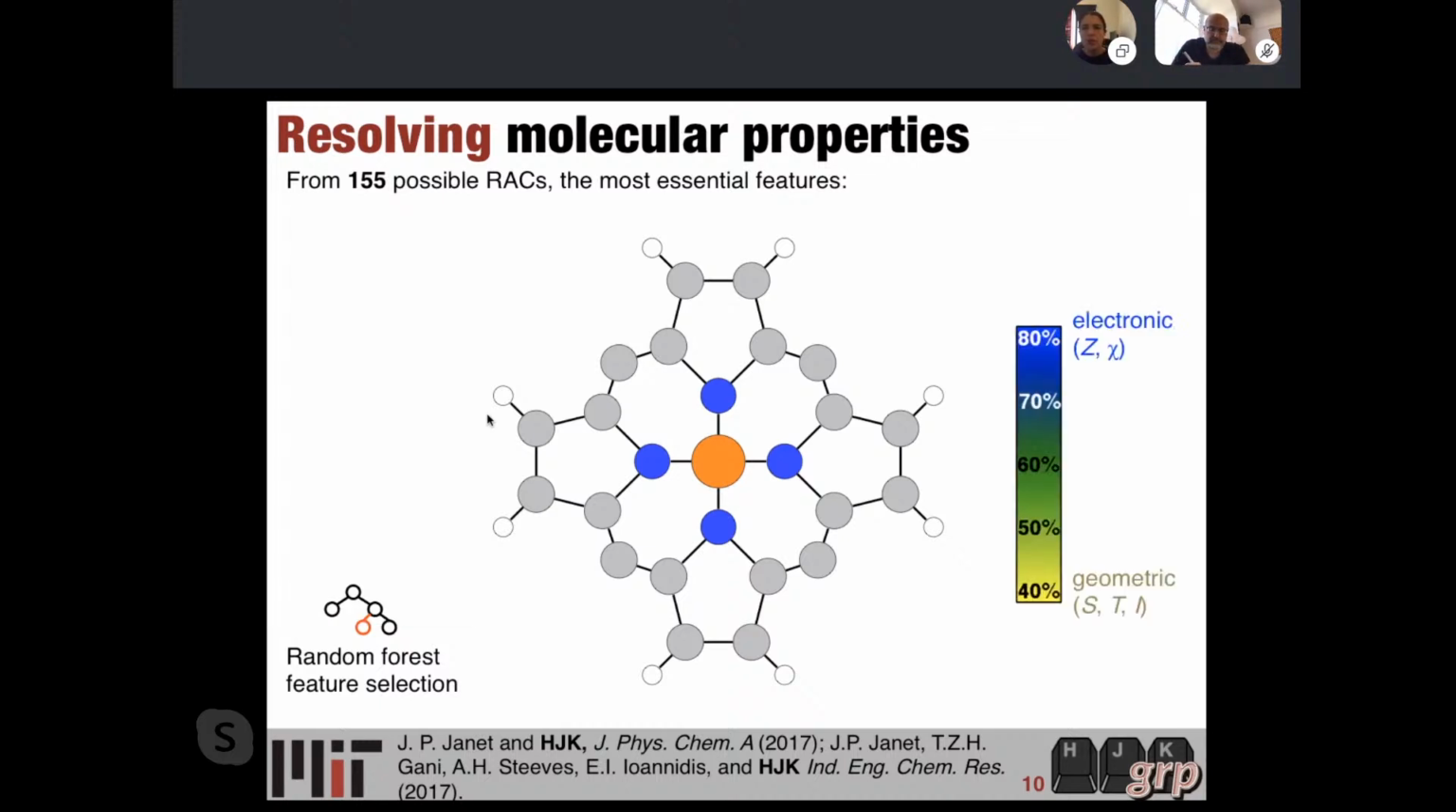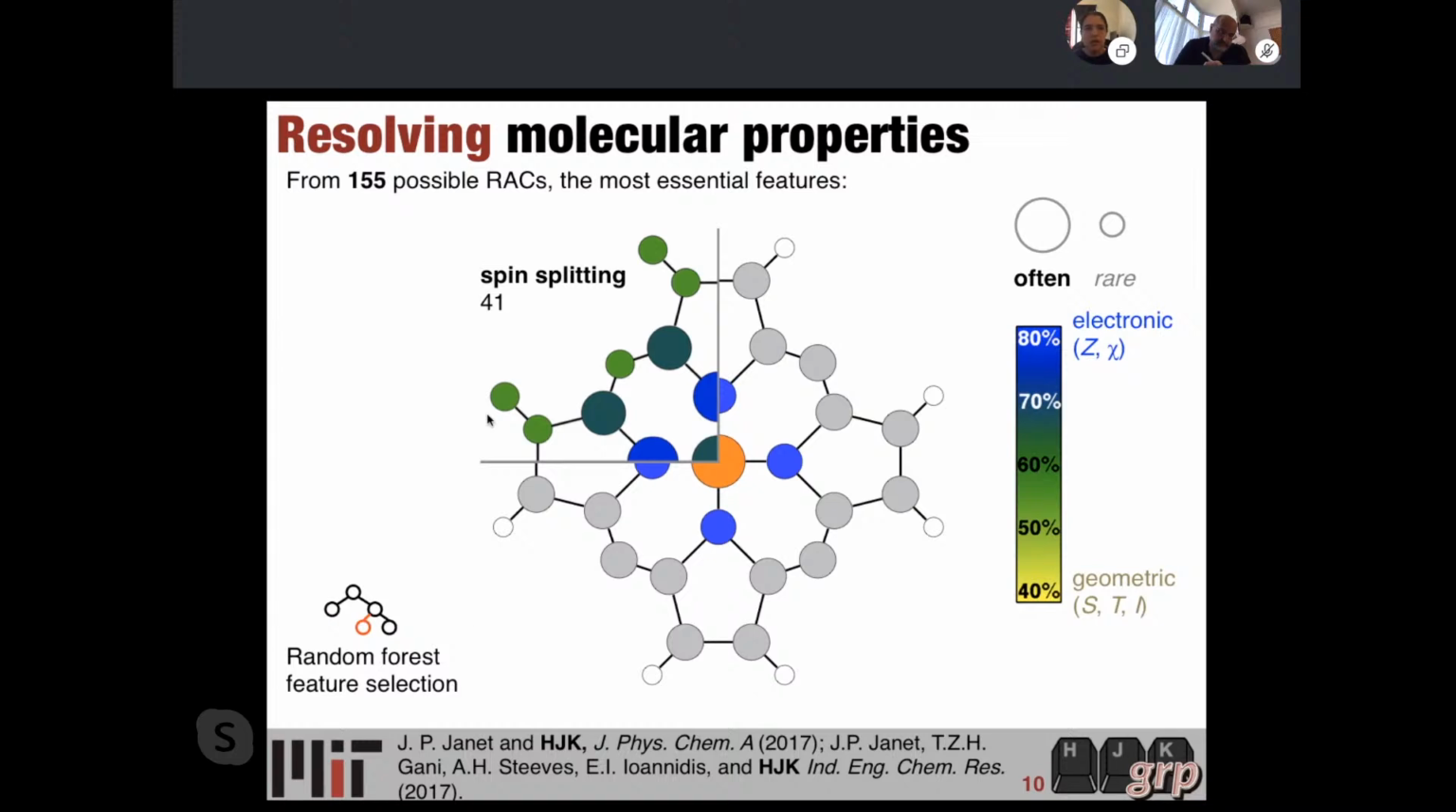And so here I'm going to bring back that coloring that I mentioned of electronic Z or chi versus geometric S, T, and I. And I'm going to make an atom in the porphyrin now big if it's really important to the prediction versus small if it doesn't show up a lot in the feature selected subsets. And so we can come up with a feature selected subset for spin splitting depending on our random forest cutoff of either 41 or 26 features. The 26 feature one is the one I was calling URAC 26.